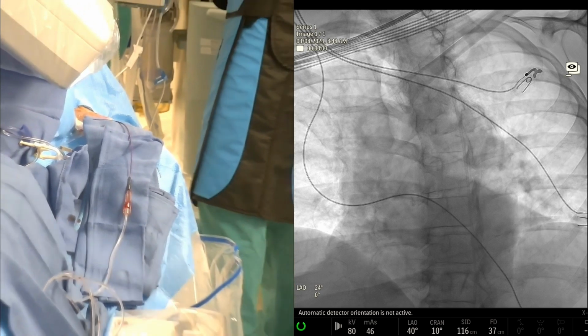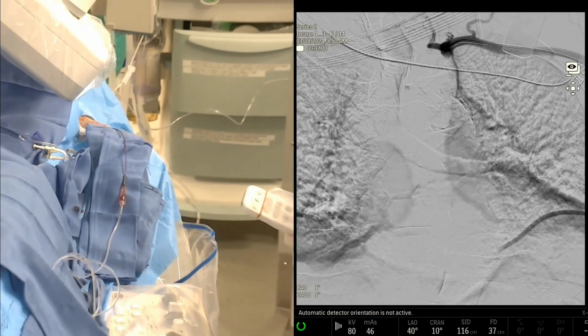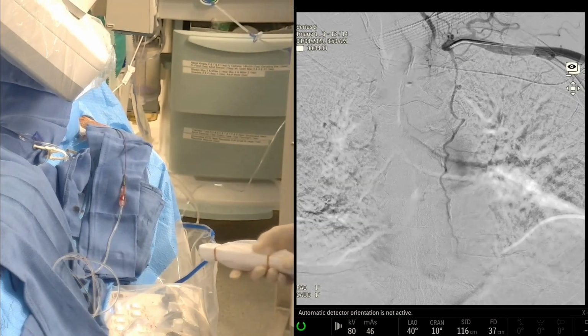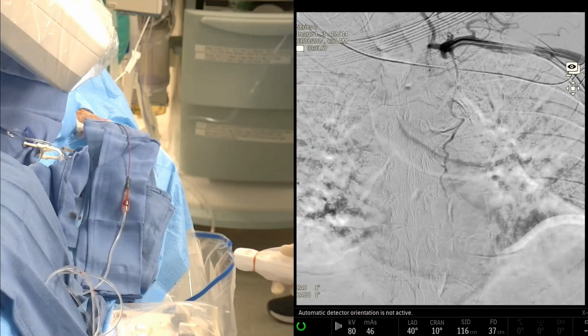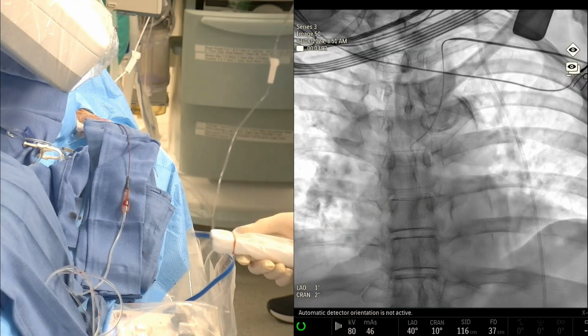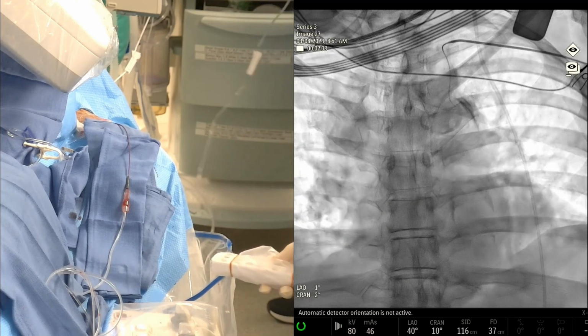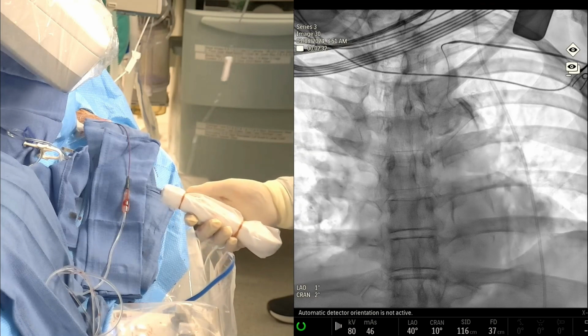But I'm going to go back to the fluoro and show you what we did so far. We came down the arm. We used a Benson wire, and we didn't get the wire to go immediately into the arch. So we did an angiogram, and he does have some vascular disease. So we switched to a glide wire here, and we were able to cannulate the ascending aorta pretty easily. You can see the calcification on the aorta here.